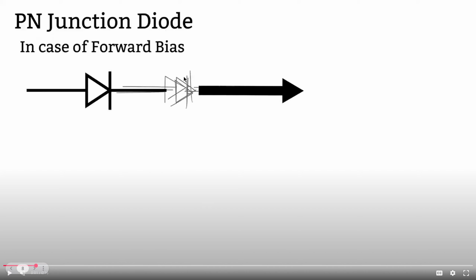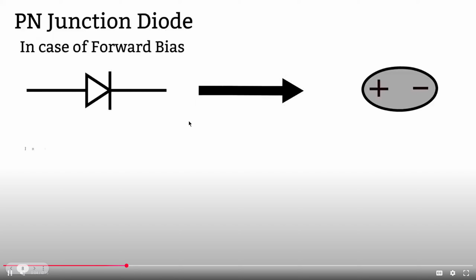In a PN junction, for the forward bias case, we all know that when a normal diode is forward biased, it is replaced by a voltage source whose value is the diode's built-in potential, depending on the material, like silicon or germanium, whatever the material is.